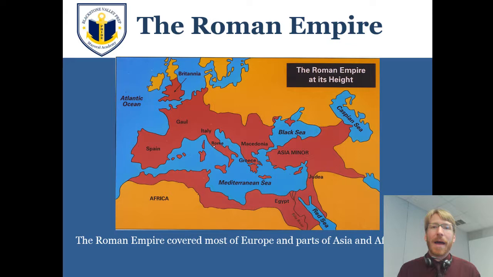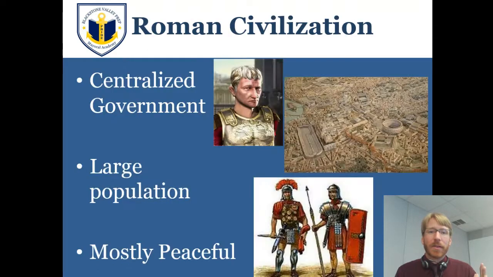This here is a map of the Roman Empire at its height, and you can see that it covers a very large area of what is today Europe, North Africa, and parts of Asia as well, basically surrounding the Mediterranean Sea right in here. So the Roman Empire was very large. The Roman civilization was very advanced. It had a very centralized government, a very large population, and it was mostly peaceful.